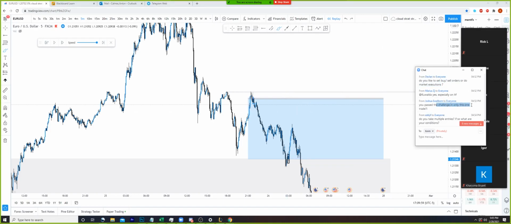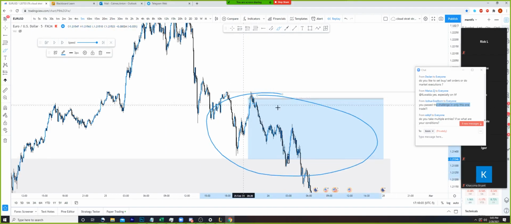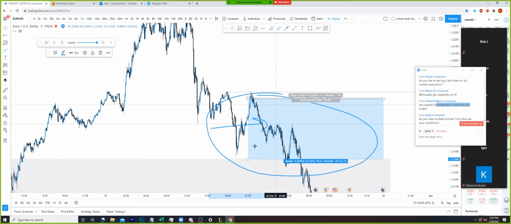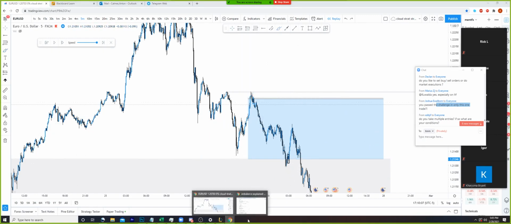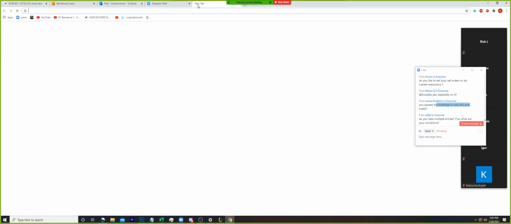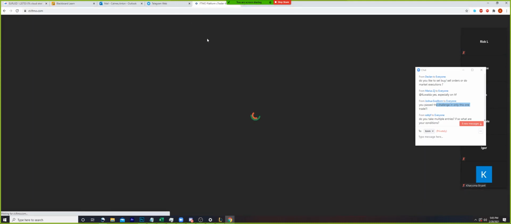You passed the challenge in only this one trade. I passed the challenge in one trade before this trade. This is the verification. I passed this one in one trade too. This was in day one. I actually had a negative beginning too, so I'll show you guys. Hold on, let's see if I can find this. I was down 1K on the overall verification account, but I still passed in one day of the verification.